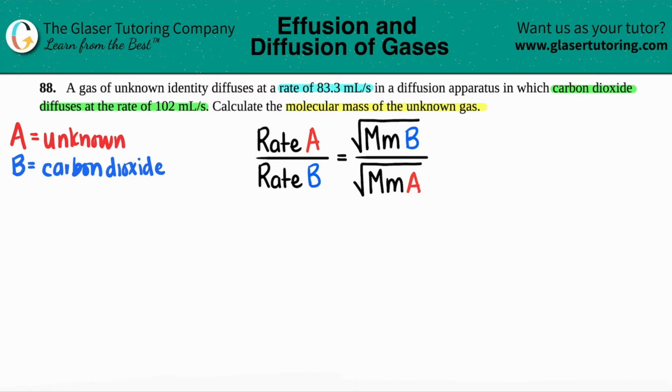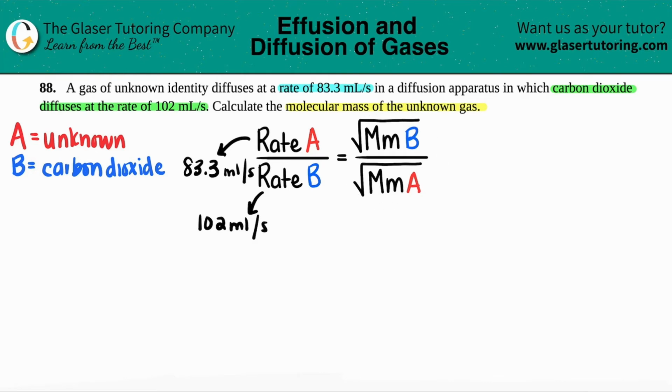And let's see now. If we named A as unknown and B as carbon dioxide, do we know any of these variables? Well, what's the rate of the unknown gas? They said the unknown gas diffuses at a rate of 83.3 mils per second. So I know this number. And now what is the rate of B? B was carbon dioxide, and they said that carbon dioxide diffuses at a rate of 102. So I know this one. We have half of the puzzle pieces together.